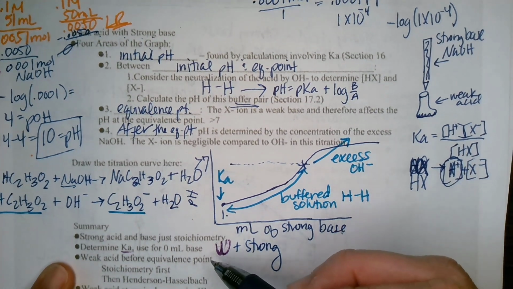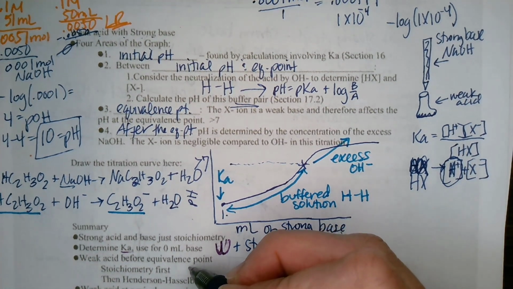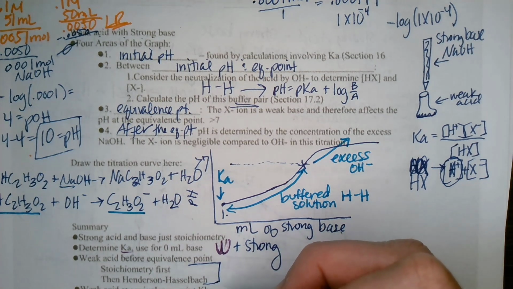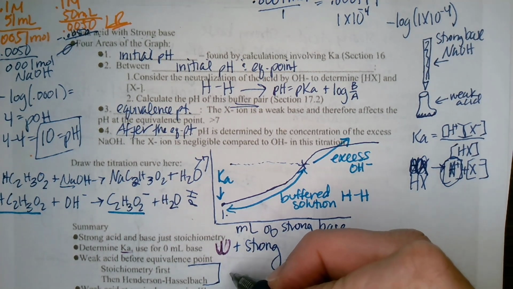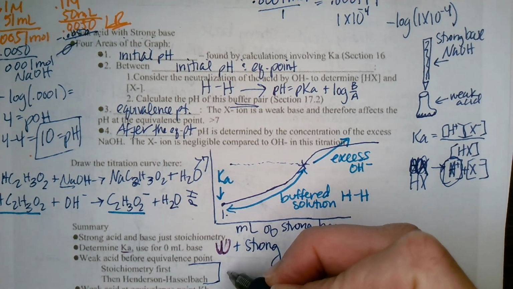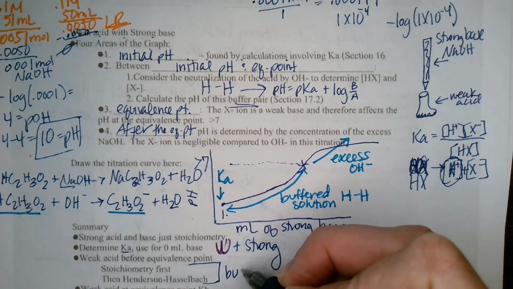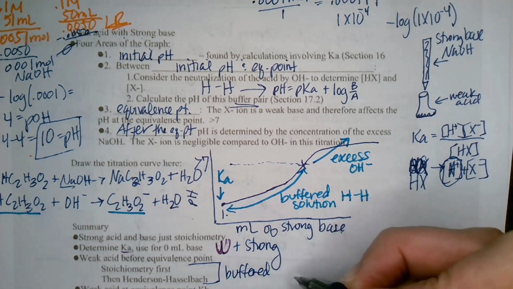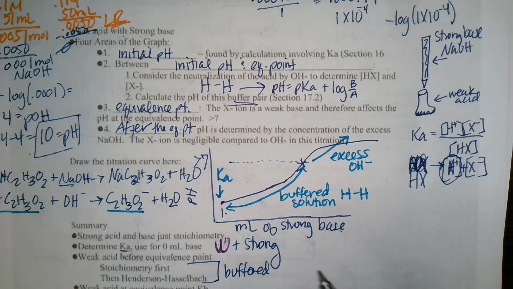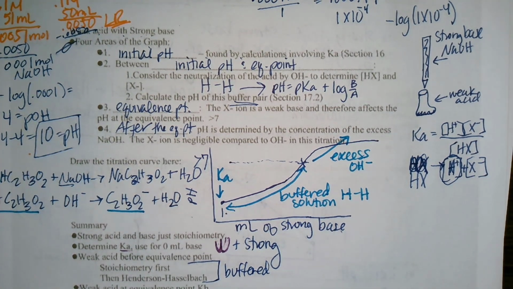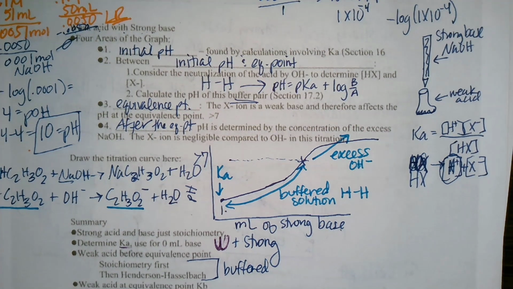For the weak acid before the equivalence point, we first look at stoichiometry and then we use the Henderson-Hasselbalch equation. And again, that's similar to what we did in this last section where we're looking at buffered solutions. The weak acid at the equivalence point is simply equal to Kb, and the weak base after equivalence means that there's leftover strong base. Let's look at an example.